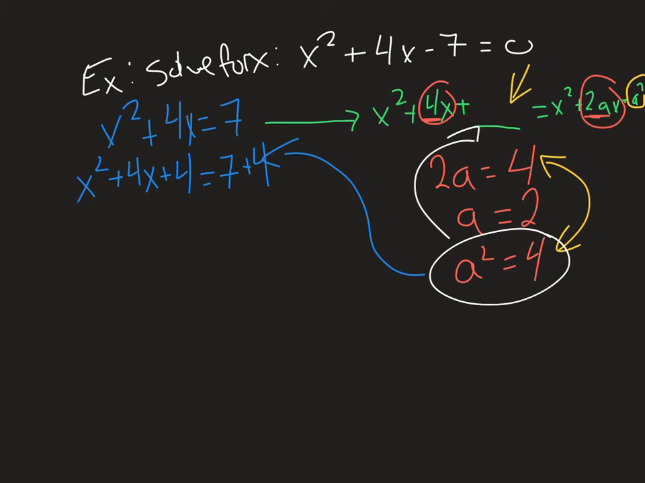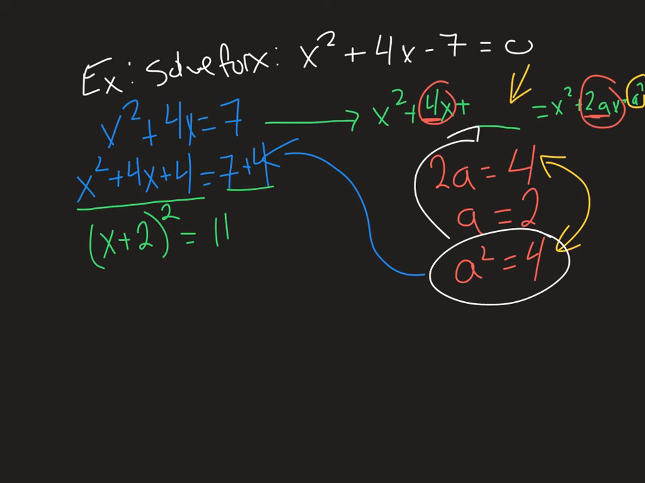And you might be thinking, well, why do we make it more complicated? I'll show you here in just a second. If we look at the left side of the equation, it factors now. It's going to factor into x plus 2 squared. And I'm just going to go ahead and simplify the 7 plus 4 and make it 11.